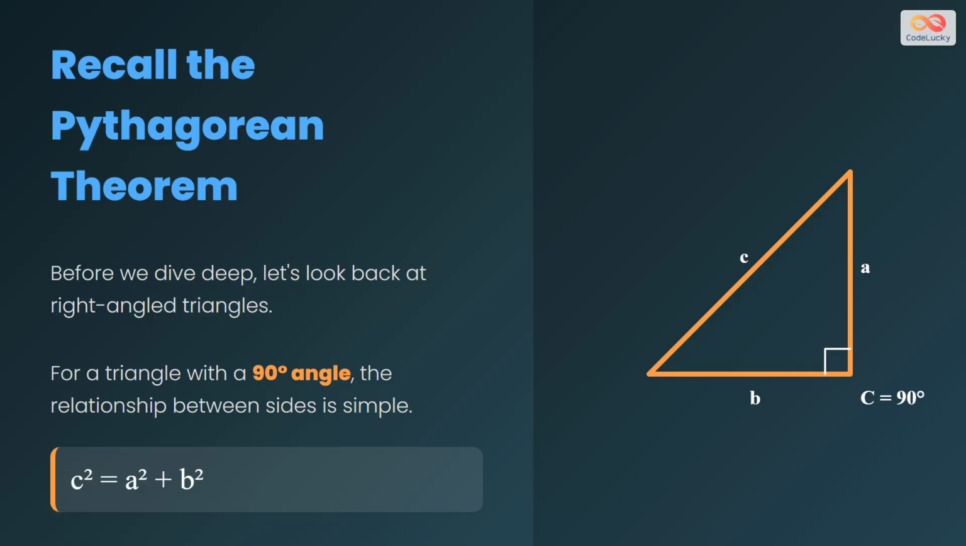First, let us refresh our memory. We all know the Pythagorean theorem. It states that for a right-angled triangle, the square of the hypotenuse, c, equals the sum of the squares of the other two sides, a and b. This is the foundation of geometry, but remember, it has one major condition. The angle C must be exactly 90 degrees.